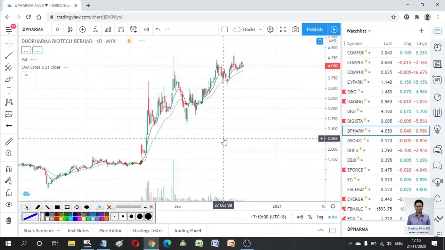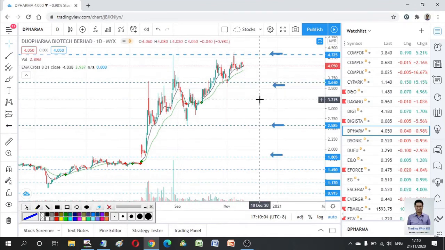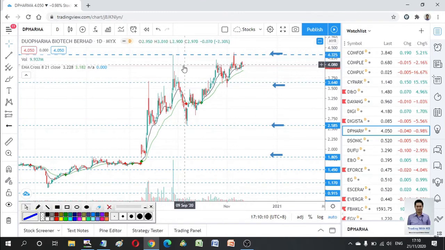Okay, DPHARMA, recently since the Pfizer announcement, is very bullish. The price has been going up. Now it's at all-time high. It tested this high before, in August. So now it's testing this high and it has been rejected. Now it's here.